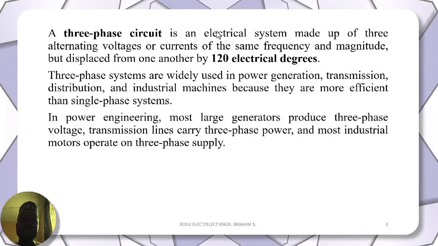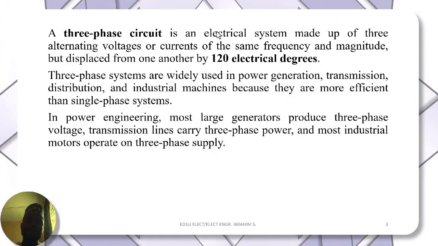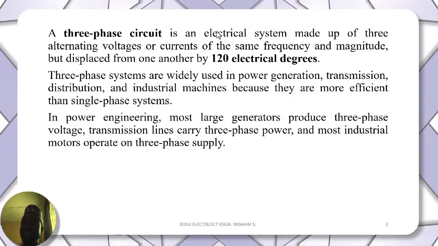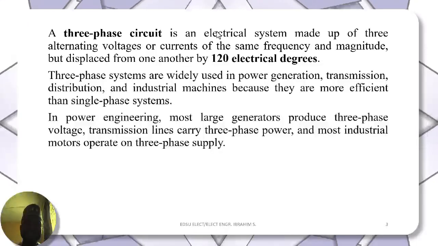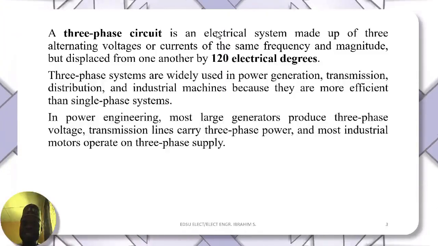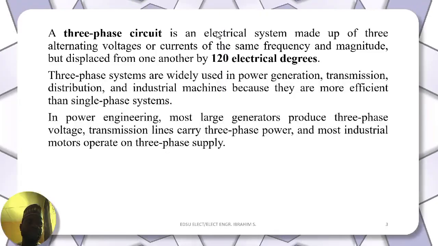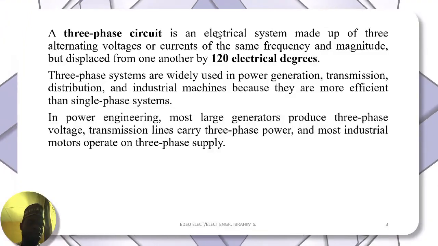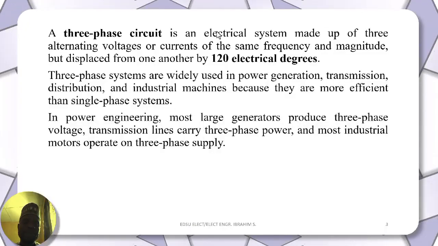Now, three-phase systems are widely used in power generation, transmission, and even distribution and industrial machines because they are more efficient than single-phase systems. So in power engineering, most large generators produce three-phase voltages. Transmission lines carry three-phase power, and most industrial motors operate on three-phase supply.